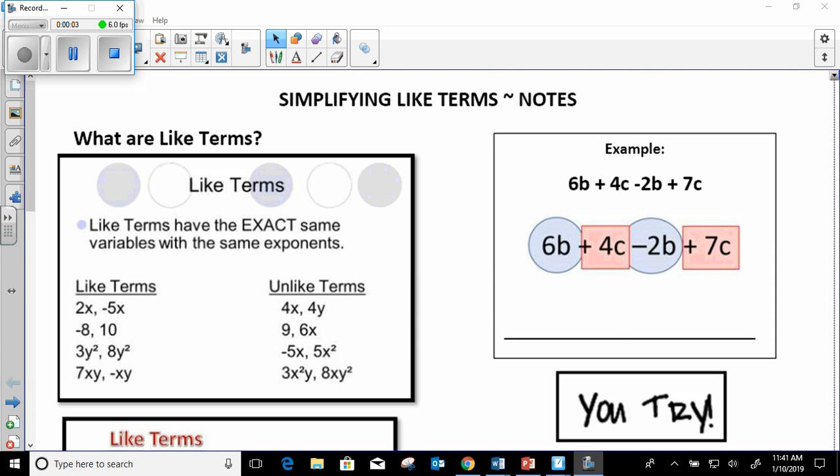Welcome back. Today we are going to talk about simplifying like terms. These are your notes that you can fill in during the video. At any time, if you feel like I'm going too fast, just pause the video and take your time. I'm going to go through each box one at a time so that you understand how to simplify like terms. We're going to start with that first box.